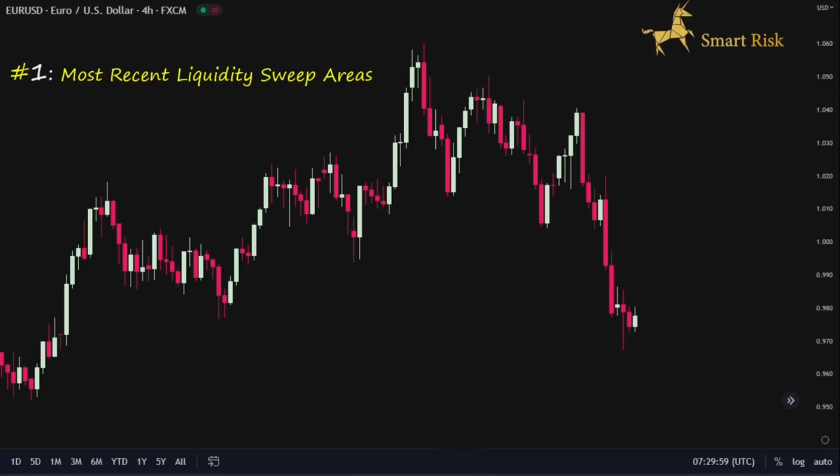So, as you can see here, we have this major low. Price has taken out the liquidity which accumulated under it, with the help of this long wick here, which would be stop orders that have gathered below the low. So, we draw this liquidity sweep zone right here on our chart.